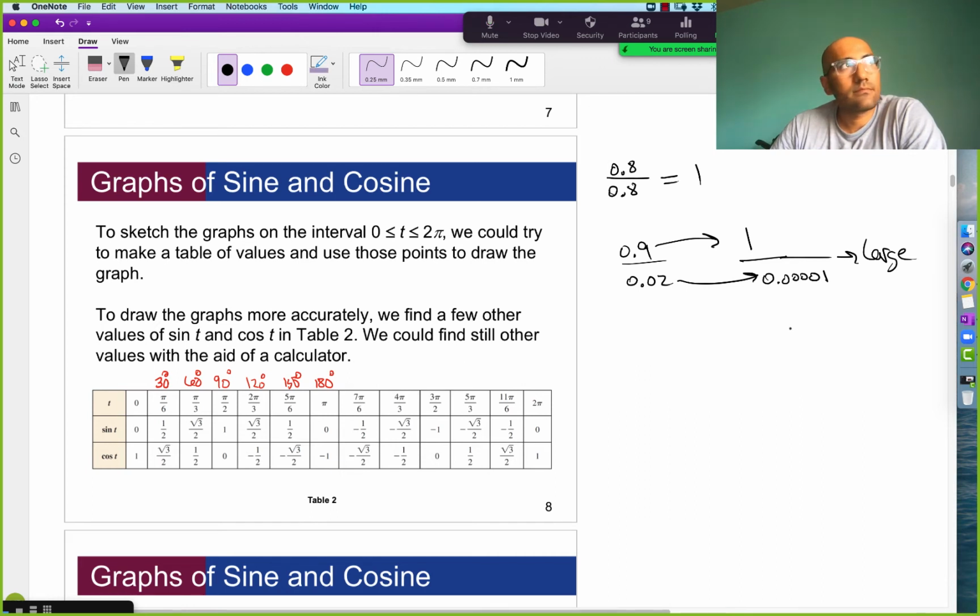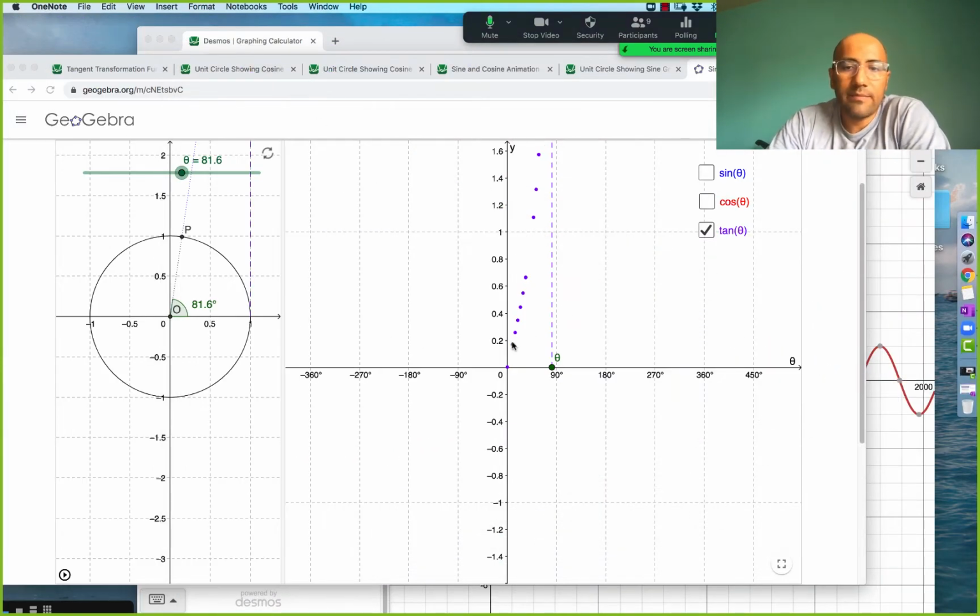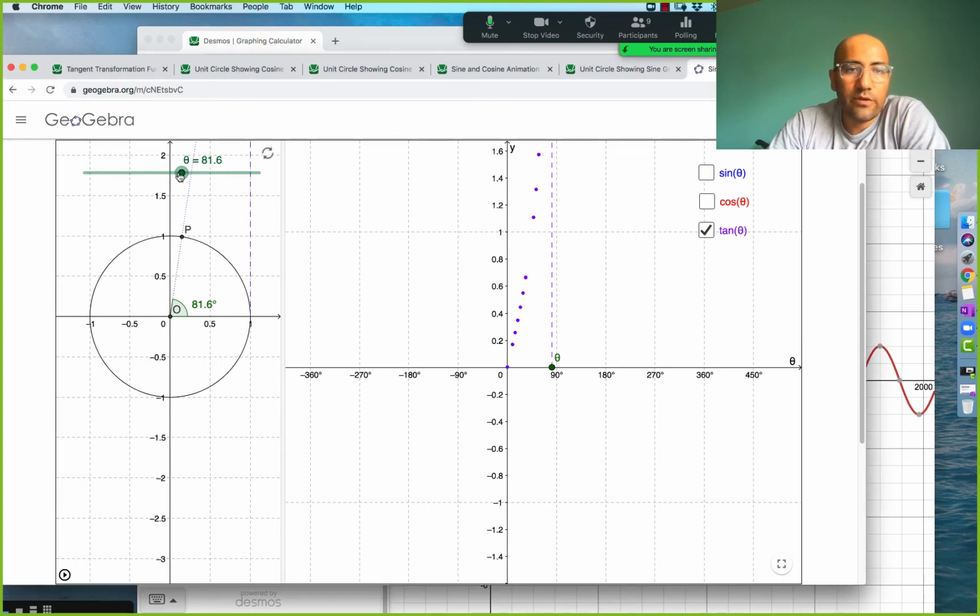Is that okay? Questions? Okay, so that's what happens here with the tangent function. It just shoots up toward infinity. In this little space right in here, it just shoots up toward infinity. Good. What about back here?